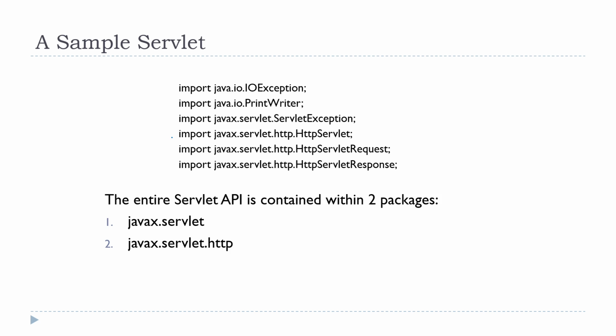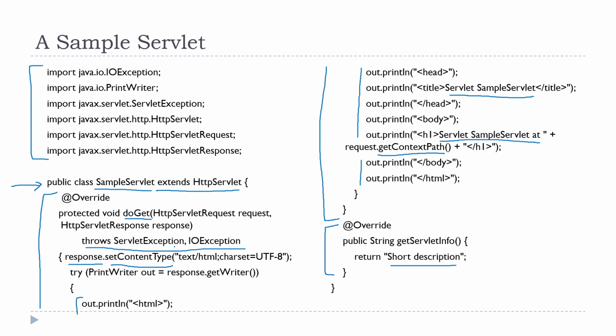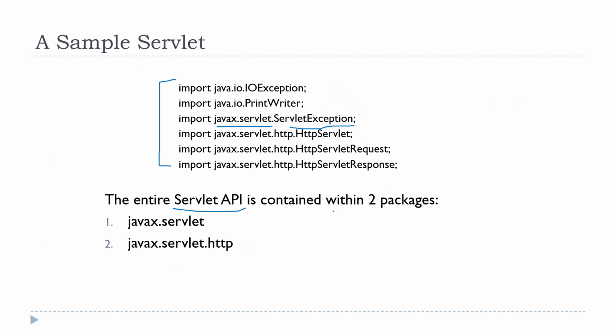Now we will take a look at all of the code block by block. These are the import statements. The entire servlet API is contained within two packages: javax.servlet and javax.servlet.http. Here you can see javax.servlet contains the servlet exception class, which is the class that we throw from the service method.